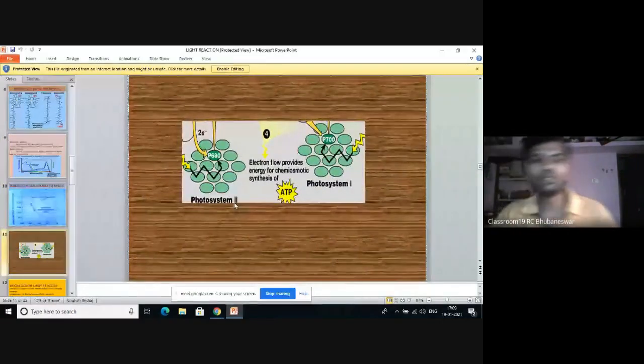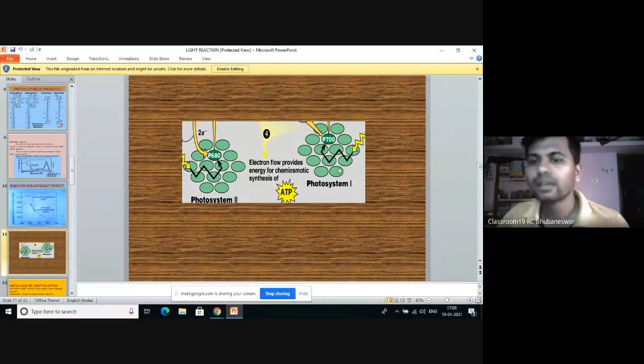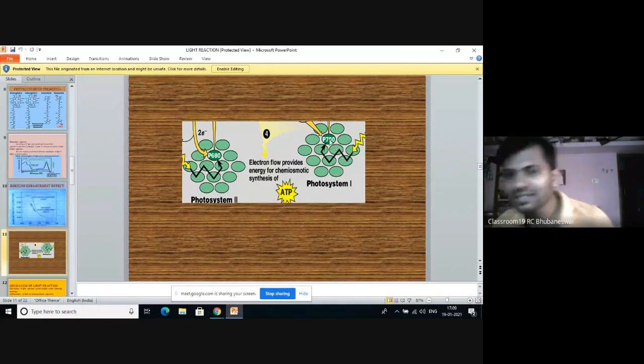Okay. Simply, in the leaf, the pigment molecules are organized into photosystems. We have two types of photosystem, photosystem 2 and photosystem 1. In photosystem 1, there is a central pigment, P700, known as the reaction center. In photosystem 2, P680 is known as the reaction center.